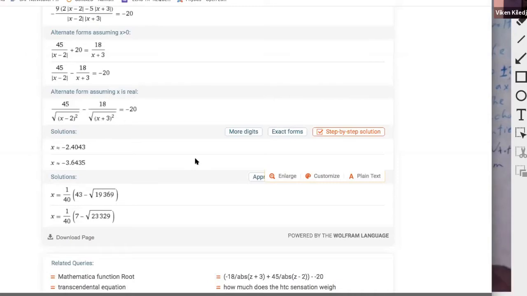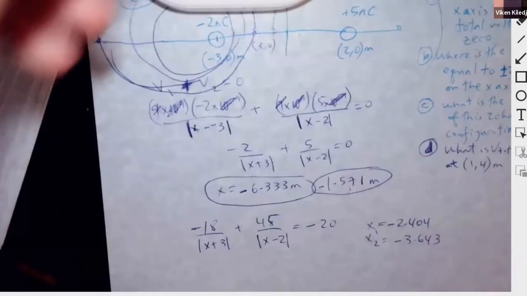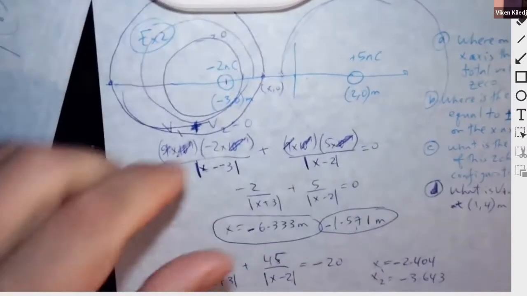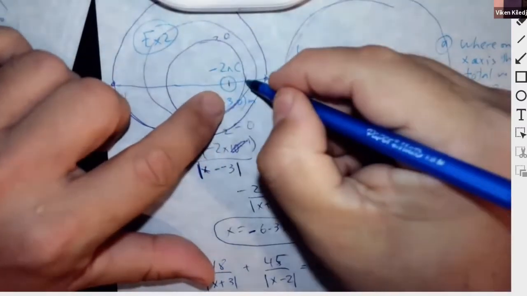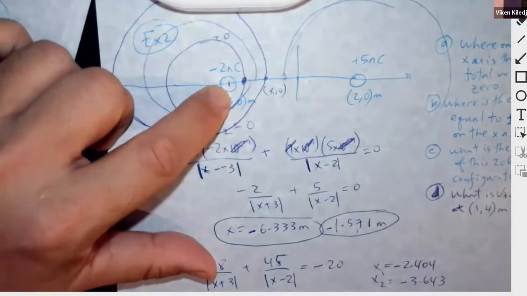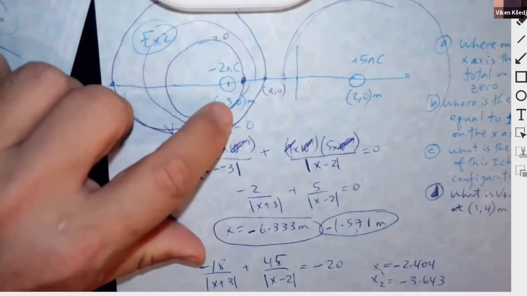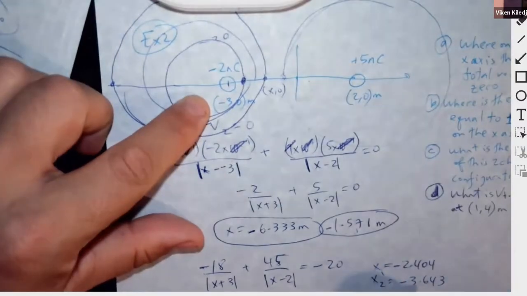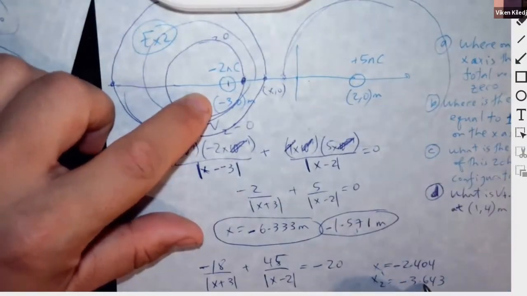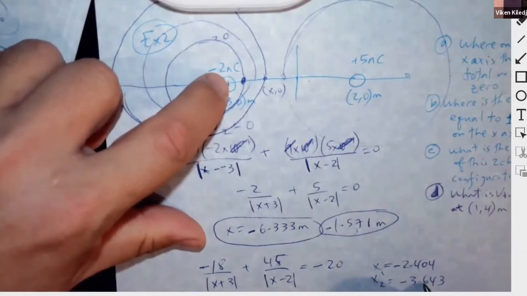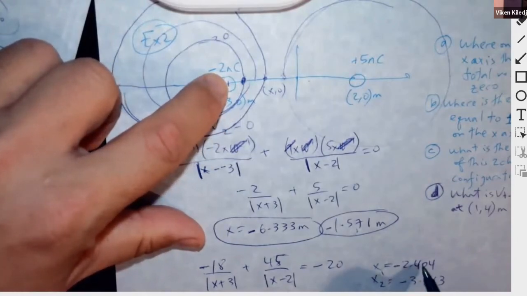Okay, so let's write that down. Negative 2.404. Negative 3.643. So that means negative 2.4. Oh, that's pretty close to the negative charge here. And then negative 3.6. Oh, that's very close. I'm surprised it was that close. So basically, it's 0.6 meters from the charge, 0.6 meters from the charge either way.